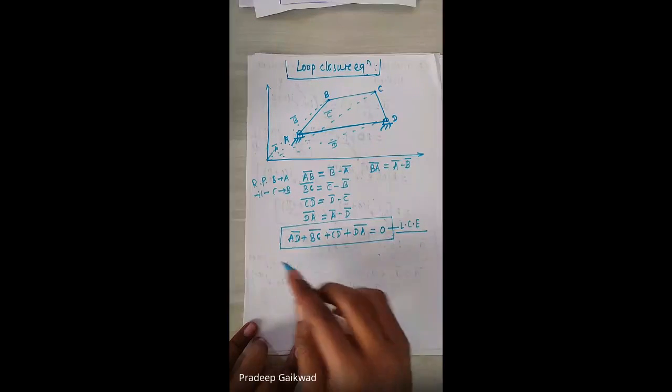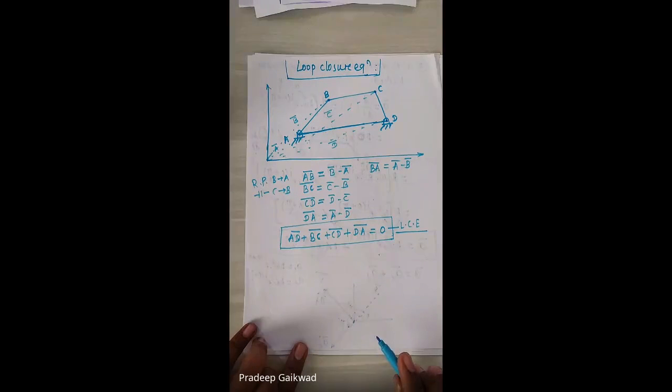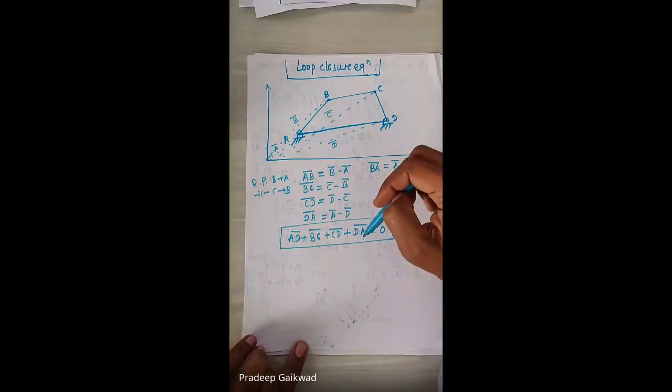Now I hope you get the idea of what a loop closure equation is. Yes or no? What is a loop closure equation? How to write it? Anyone, please?